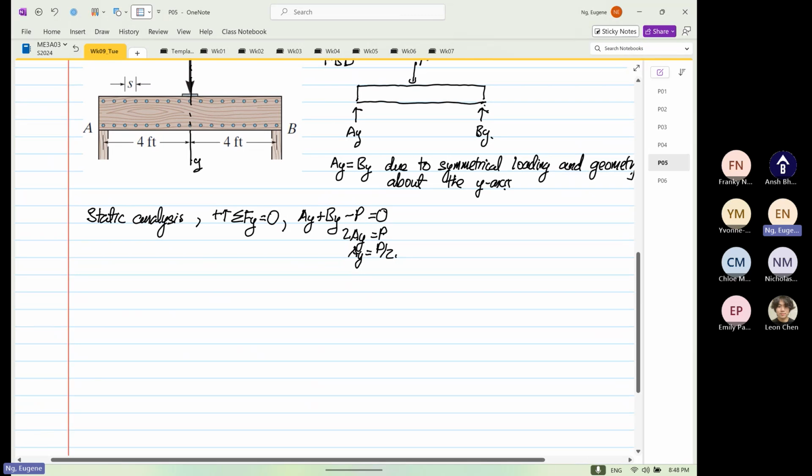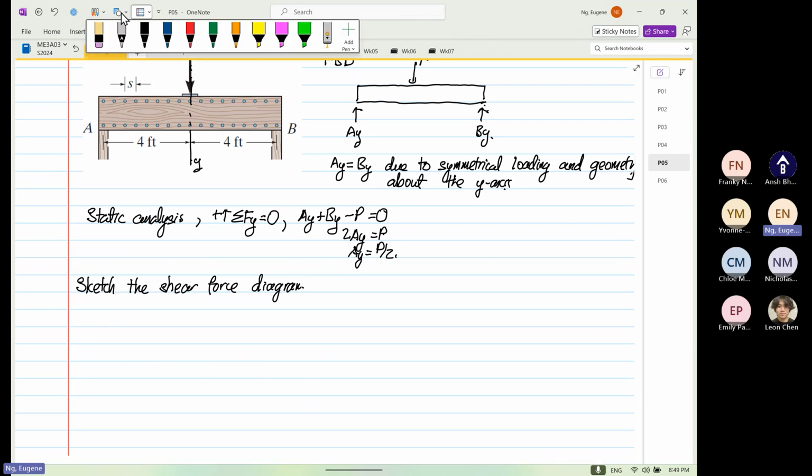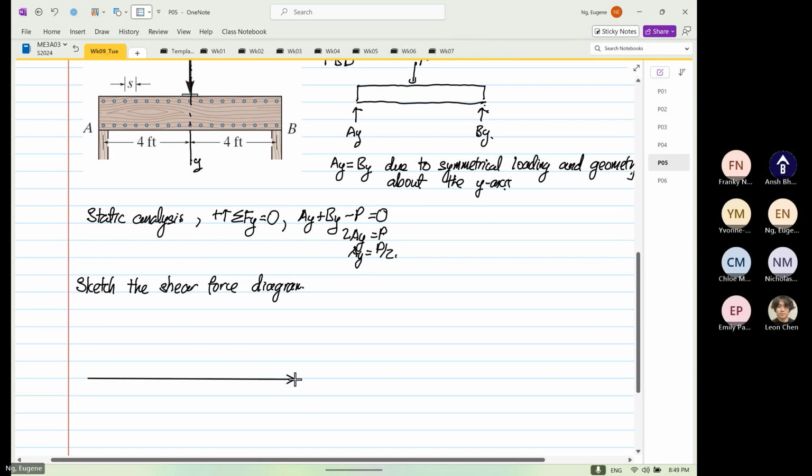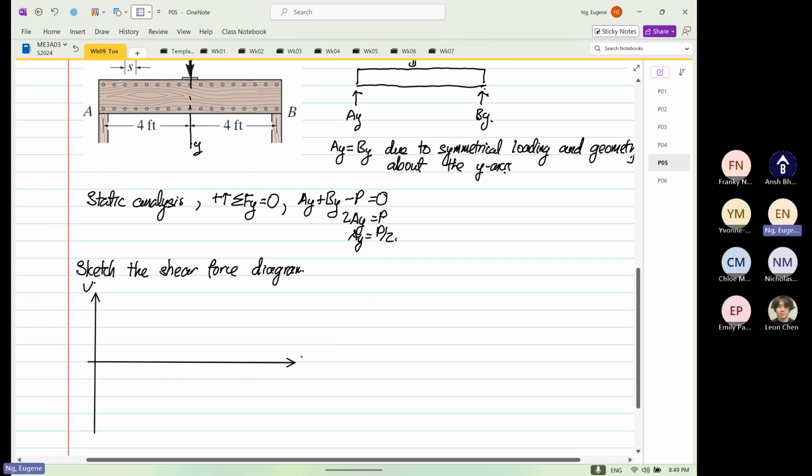So the next thing that we do is we are going to sketch a shear force diagram. With the shear force diagram, I will draw the length like what you see on top. So this is our V. This is our X. Over here, this is our P over 2. And then down here is our minus P over 2. Over here is our L over 2, the entire length, and this is L.